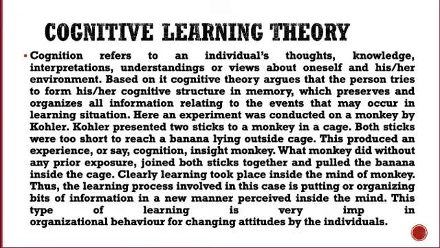What he did was an experiment where he put a monkey in a cage, and he put bananas outside the cage, and he put two sticks in the cage. After observing and doing hit and trial a few times, the monkey attached the two sticks together to make a long stick, pulled the banana inside and ate it. So the conclusion Kohler gave was that people learn by using their own intellect, own reasoning, own thoughts, knowledge, and creating an interpretation and then learning things.